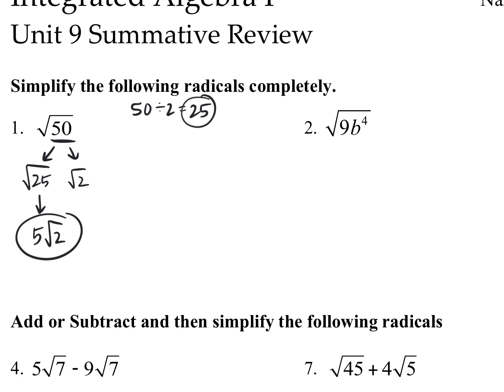Number 2 is great because 9 is already a perfect square. So this becomes 3. And then if I look at the square root of b to the 4th, that means I have 4 b's, which means I can make 2 groups of 2. So I'm going to have 3b to the 2nd power.